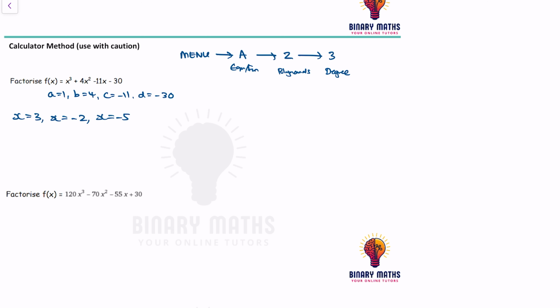So if you press the equal button, you get all the solutions, which means f of x must be equal to, because x equals 3 is the solution, it must be x minus 3 by the factor theorem. x plus 2 is the second factor, and x plus 5 is the third factor. Now this one's easy. You don't have to do any adjusting, because if you multiply out the x's, you get x cubed.